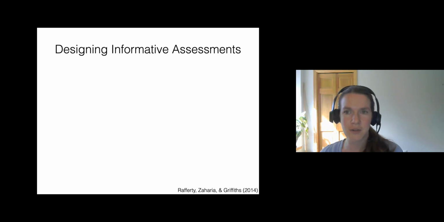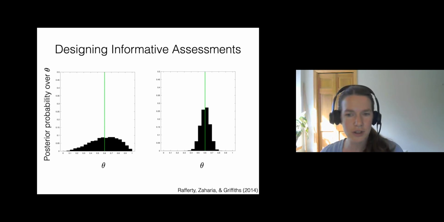So our work on designing informative assessments is really based on the same ideas from optimal experiment design and adaptive testing, where if you had a choice, if you could get one of these two distributions about your estimate of theta, you'd wish you could get the one on the right after a student completes the assessment. It's more concentrated. We've gained more information, even though the means are in exactly the same place.